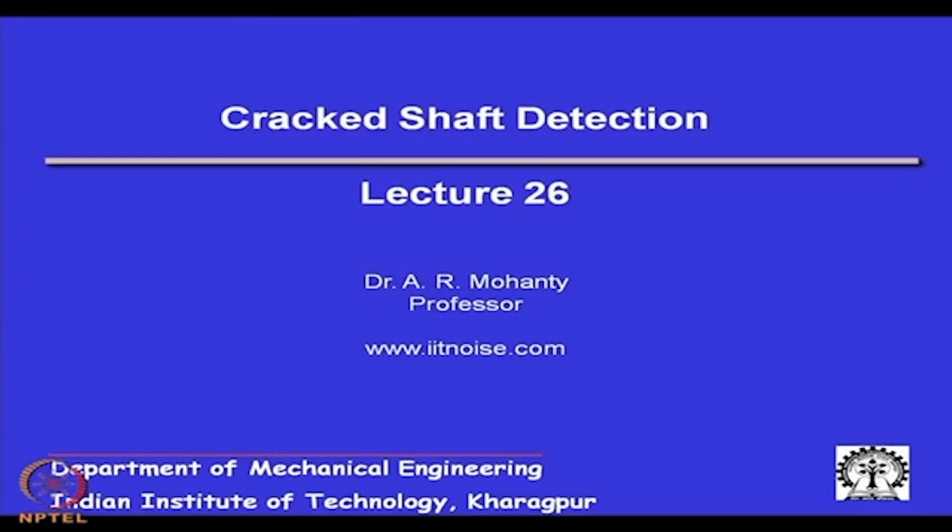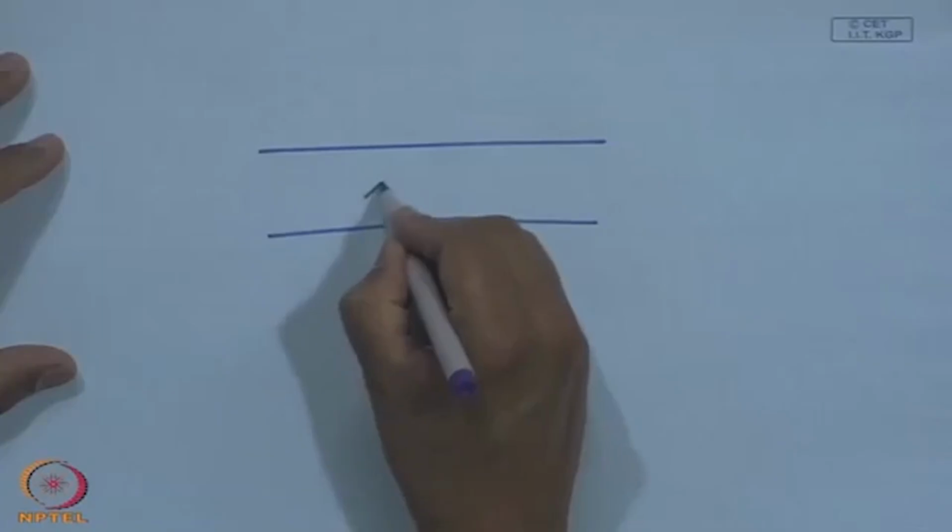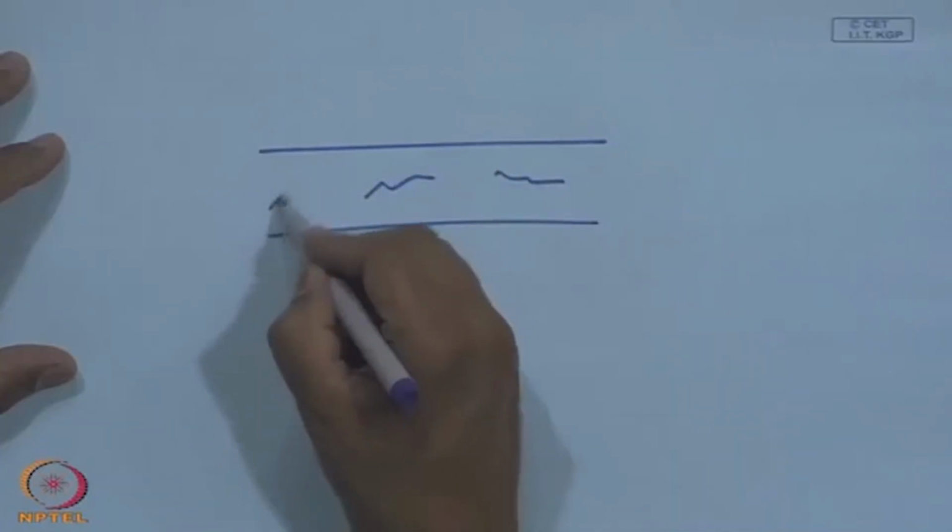Today we are going to discuss detection of cracks in shafts. Predominantly you would have seen that if cracks occur, materials and structures fail, so we need to monitor the system so that cracks can be detected at an early stage, because invariably cracks can occur in any system, be it a shaft, be it a plate. Cracks can occur because of many reasons.